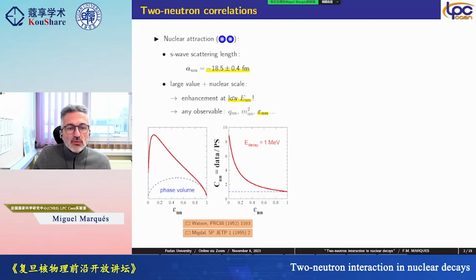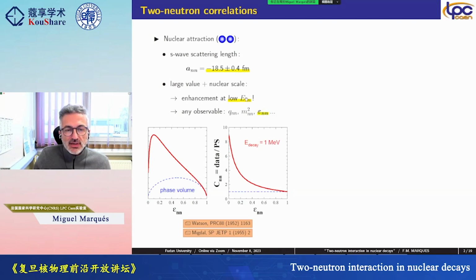And so we will see an enhancement at low relative energy, but also in any other observable related to it. For example, relative momentum, neutron-neutron invariant mass, neutron-neutron reduced relative energy. So maybe this one will be the one that we will use the most today.